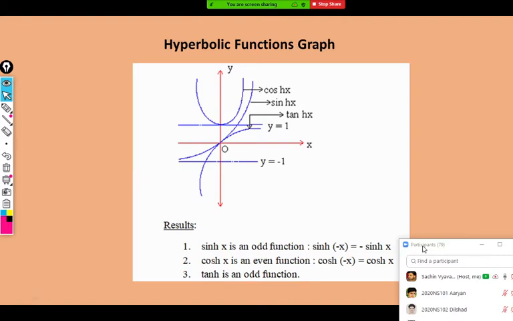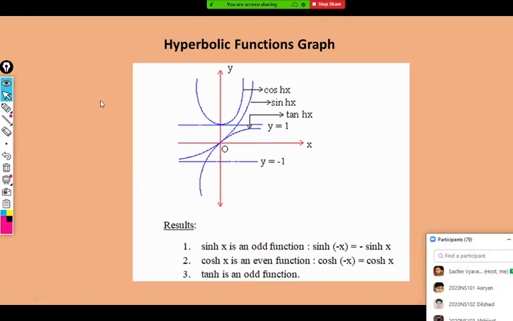Come to the graph here. Even though graphs will not be asked in the exam, you will learn the most important properties from this graph. First of all, the graph of sine hyperbolic x is like this. I will highlight it. The graph of sine hyperbolic x is similar to the graph of x cube. If you know the graph of x cube, it is similar to that only. But what is the important thing you will observe in the sin hx graph?